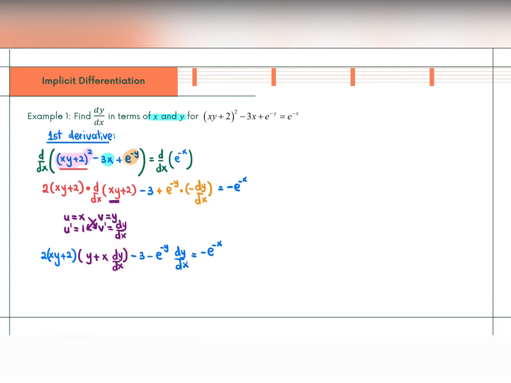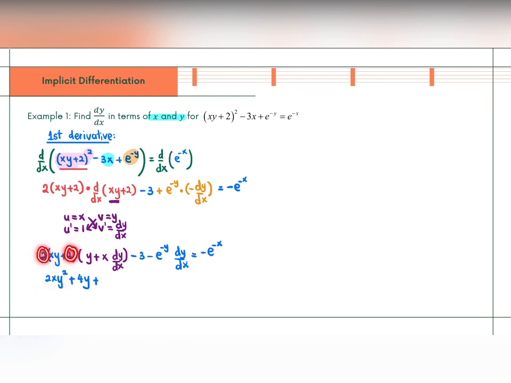Tapi sebelum itu, saya akan darab masuk, expand dahulu setiap value inilah. So, for example, ini saya akan darabkan dengan y. Ini saya akan darabkan juga dengan x dy over dx. Okay, so it will be like this. So the first term here, bila kita expand ini, kita dapat 2xy squared. Lepas tu kita ada plus 4y plus, nampak tak? 2xy darabkan dengan y, kita dapat 2xy squared.